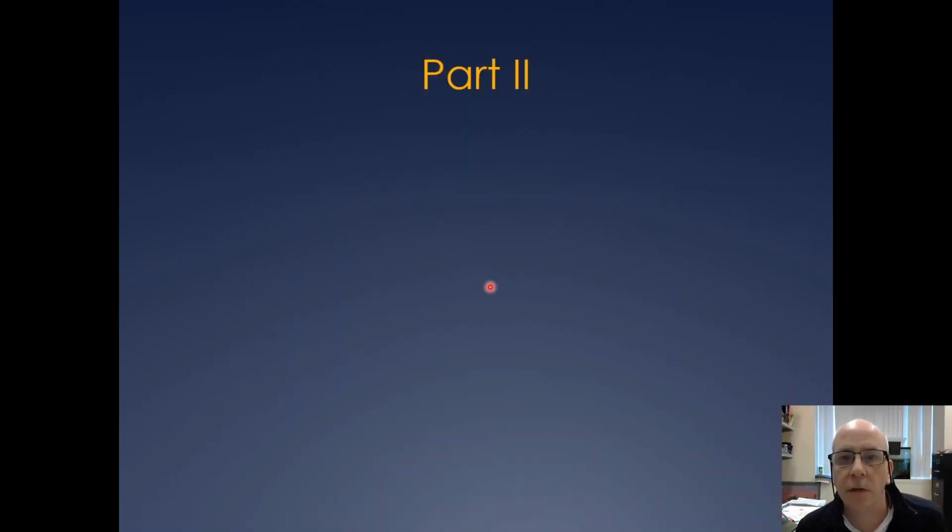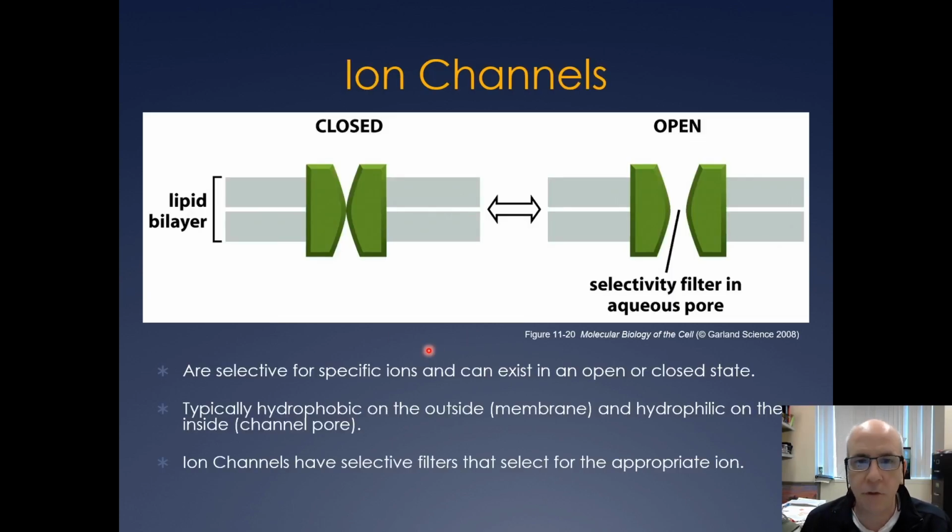Okay, class. So here we go on part two. In part two, we're going to talk a little bit about ion channels and nerve cells. We're going to start off just with some basics on ion channels.